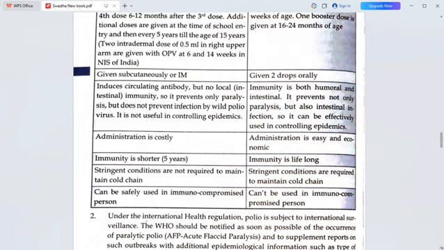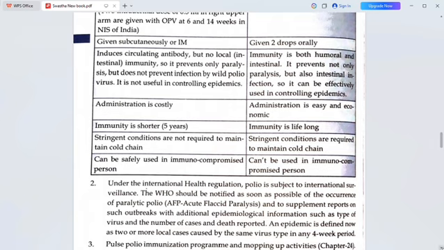Immunity is shorter, that is 5 years for IPV, whereas immunity is lifelong in oral. Stringent conditions are not required to maintain the cold chain for IPV. Stringent conditions are required to maintain the cold chain for oral vaccine, as here it is a live attenuated virus. IPV is easily used in immunocompromised persons, whereas the oral dose can't be used in immunocompromised persons as we introduce the live attenuated virus into the patient's body.